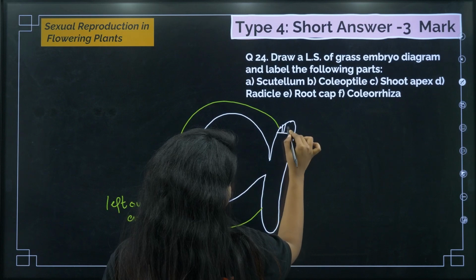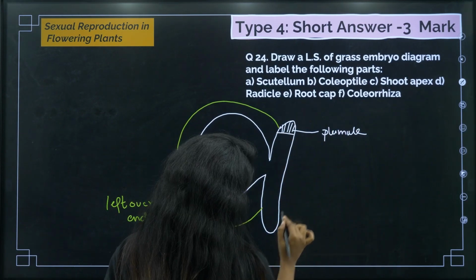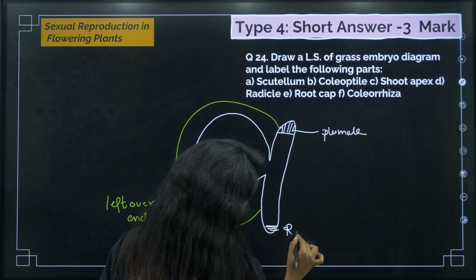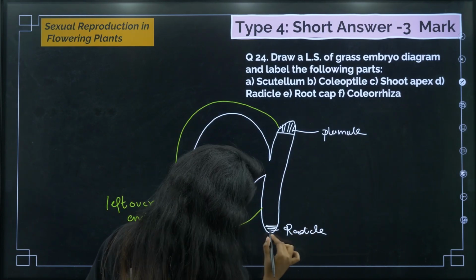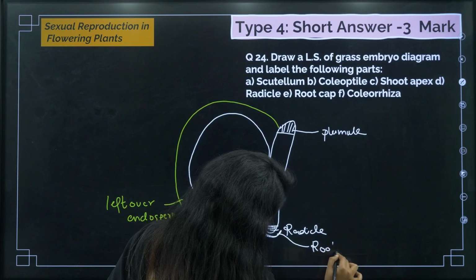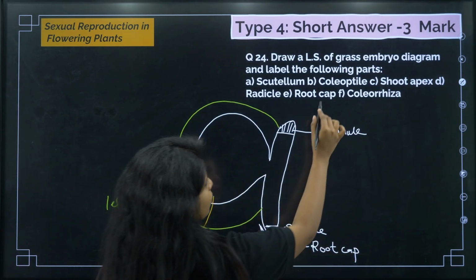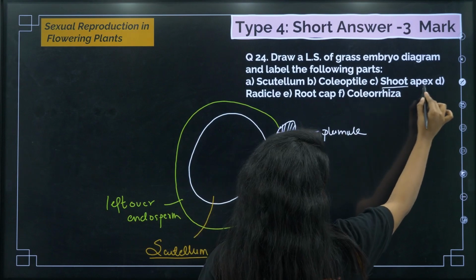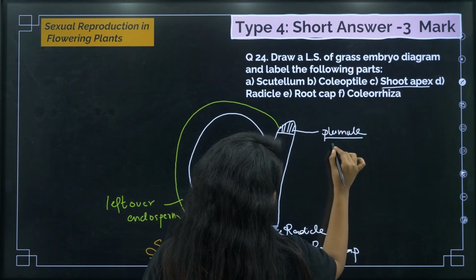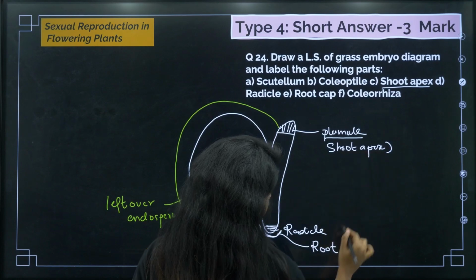Now, this will be the plumule. This will be the radicle. And there is a root cap over here, so that the radicle does not get damaged. Now, we are done with coleoptile. Now, we are done with shoot apex. This is the shoot apex, my dear children. It forms the shoot.